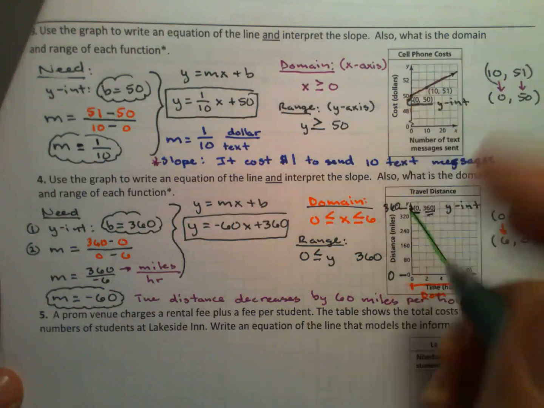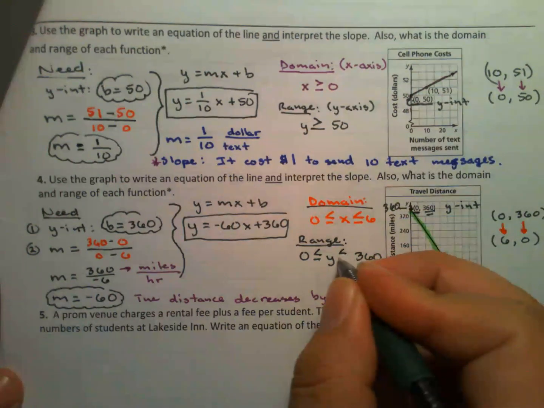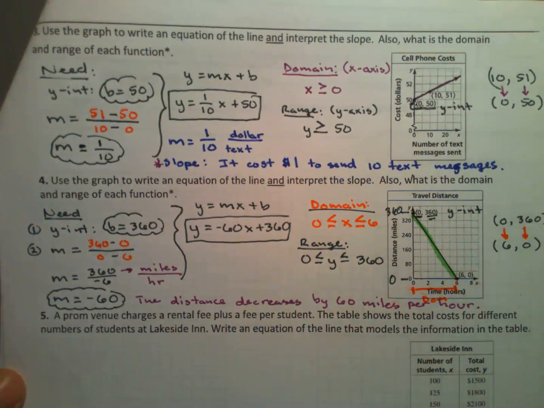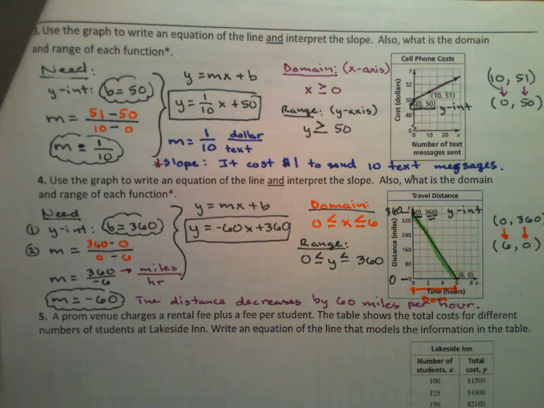But it doesn't go past the 360, so it's less than 360. And just like that, there's my domain and range. A lot of information there. Okay. Now, it feels like it just keeps going. Remember, welcome to Algebra 2, of course. So let's look at this question.